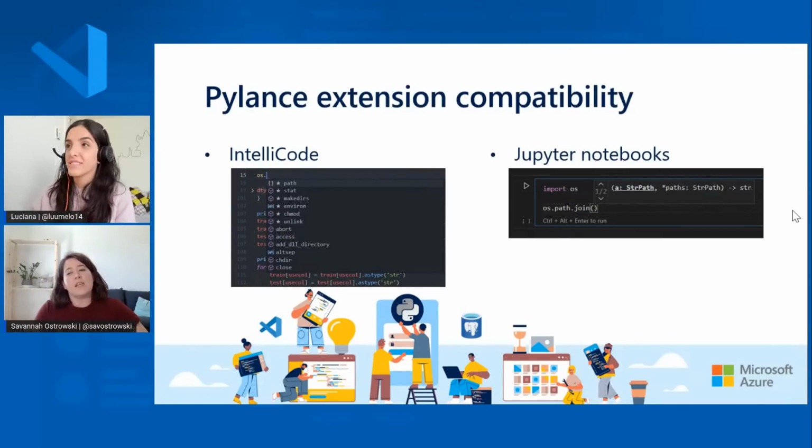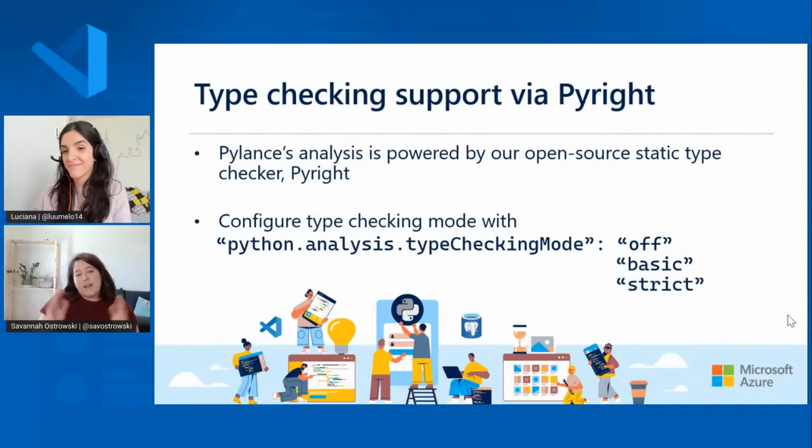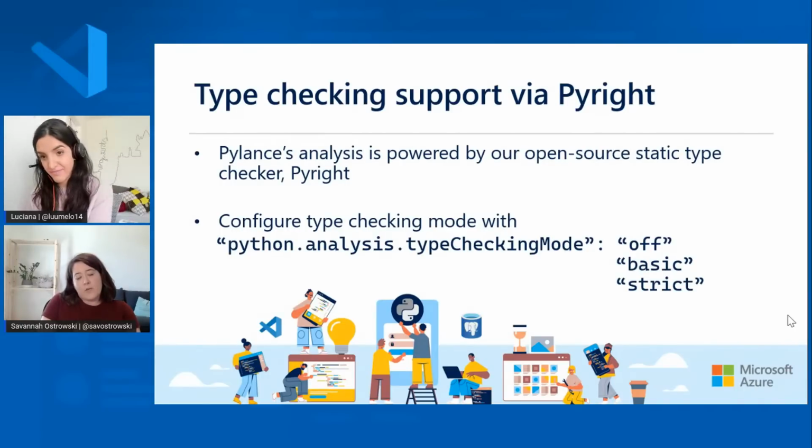And then the other extension, sorry, that is Pylance compatible is Jupyter Notebooks, which is really great for those data science use cases. And then I'm not going to go too much into this today, but if you're interested in writing typed Python or you're already writing typed Python, Pylance comes with a built-in type checker called Pyright. It powers our analysis engine, and you can enable that using the basic or strict type checking modes.